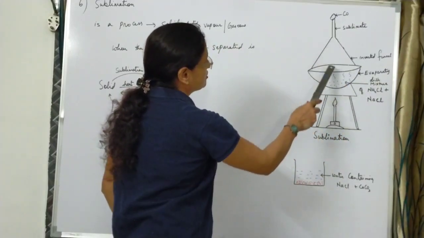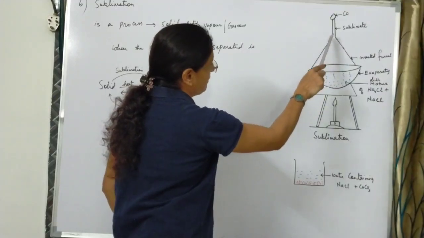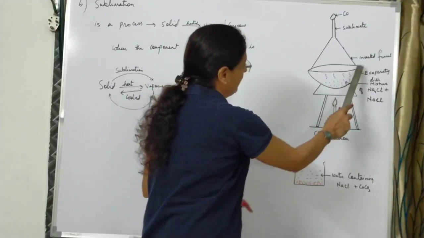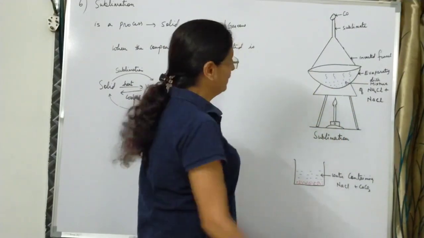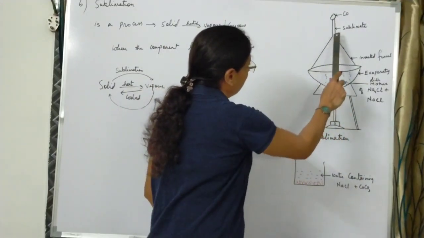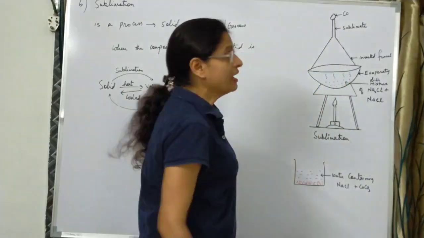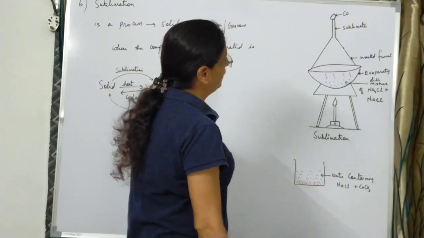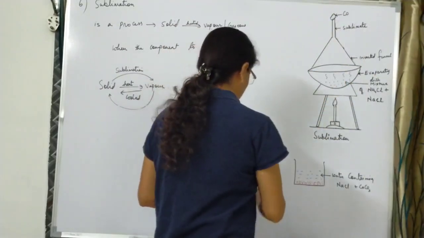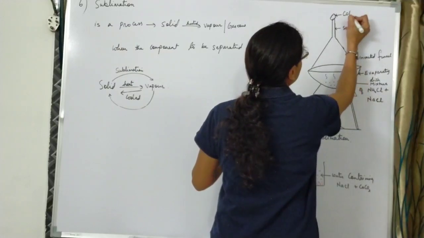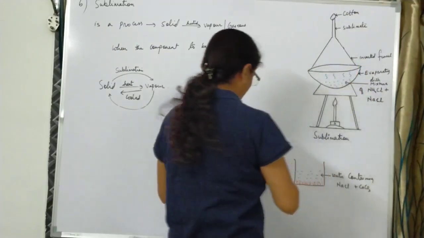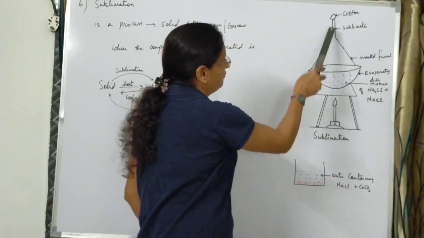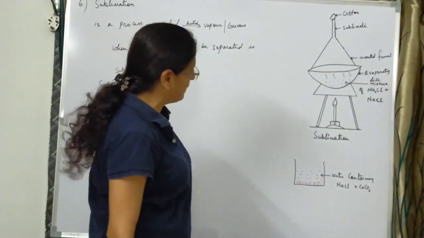These vapors will move up to the funnel. Here we have taken an evaporating dish and covered it with a funnel. The stem of the funnel has been closed with the help of cotton. Why are we closing it with cotton? So that the vapors which have been formed do not escape.